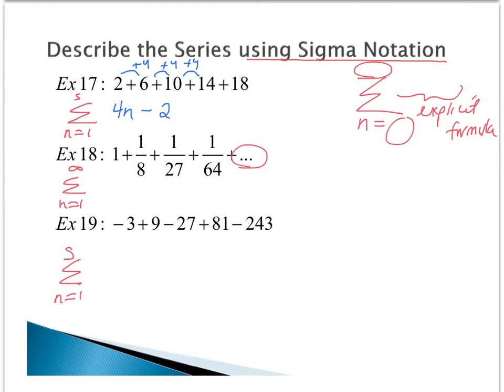Finally, I want to test it. When I plug in 1, I get 4 minus 2, which is 2. When I plug in n equals 2, 8 minus 2, which is 6. And I can do this a couple times and verify that, yep, my formula is correct.